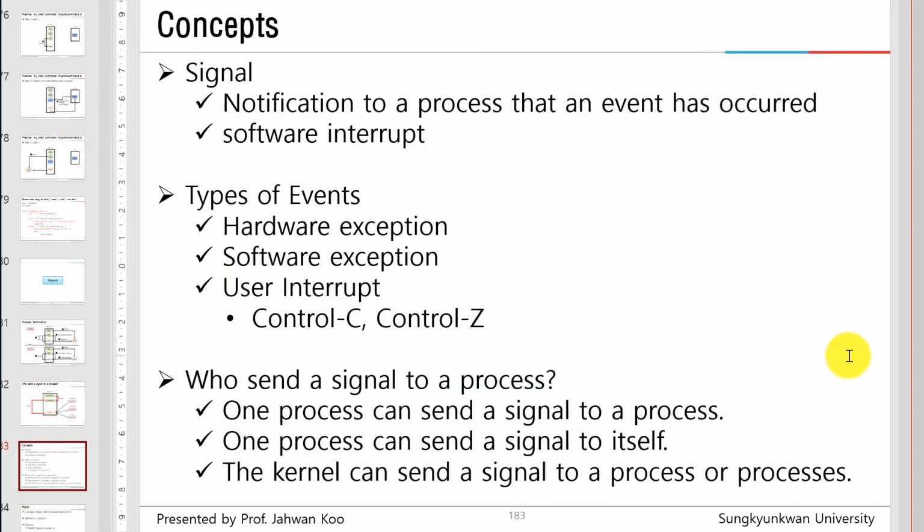Okay, read the slide once again to review the concept of signal, the types of events, and who sends a signal to a process. User interrupt may be invoked by typing Ctrl+C or Ctrl+Z or Ctrl+D on the keyboard.